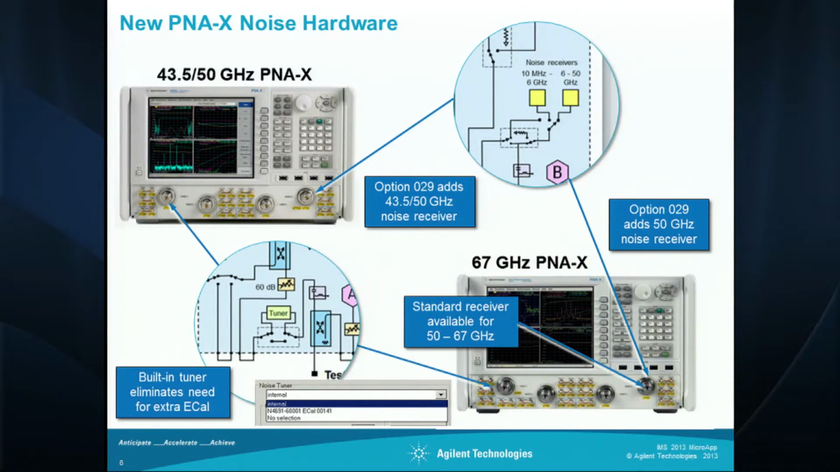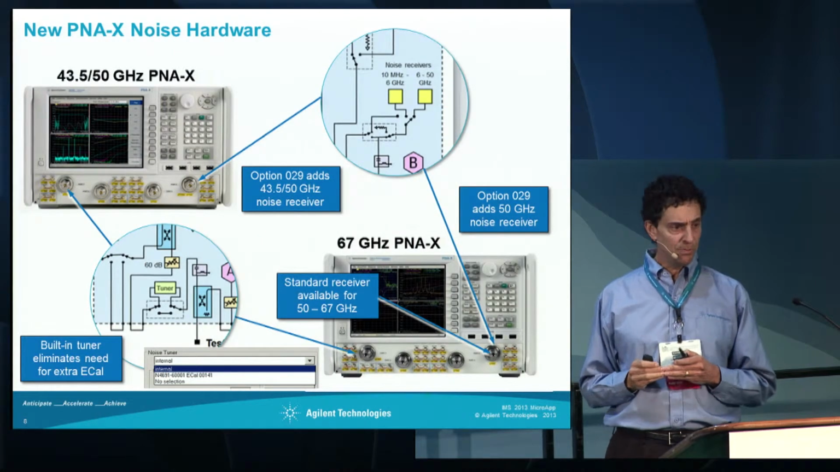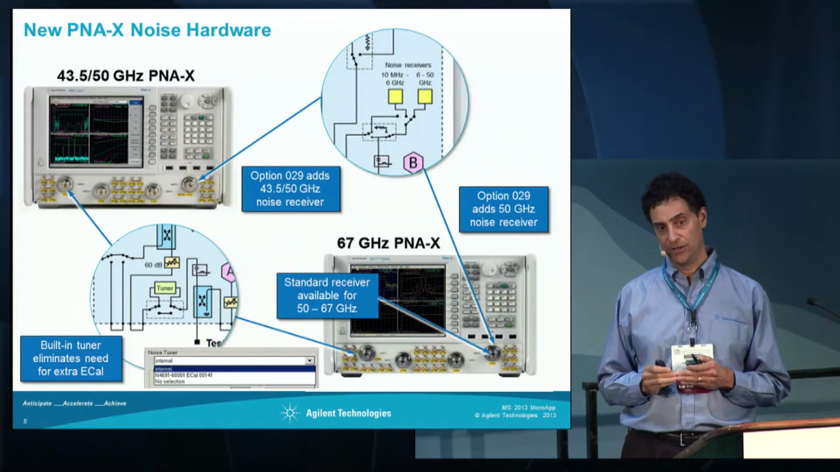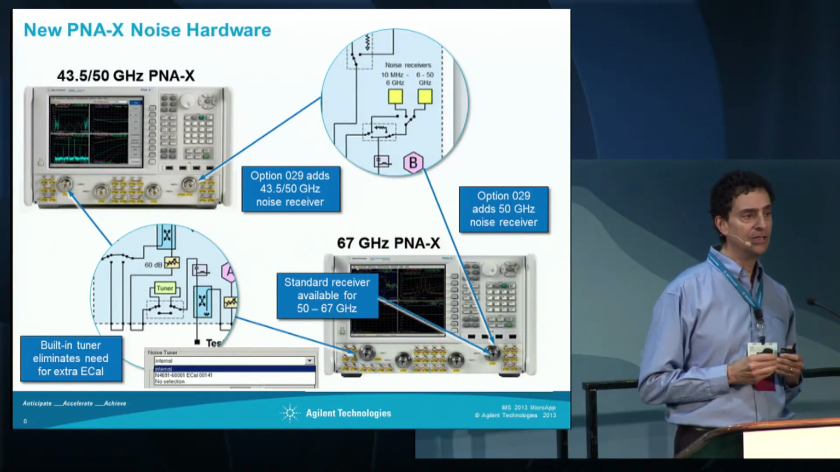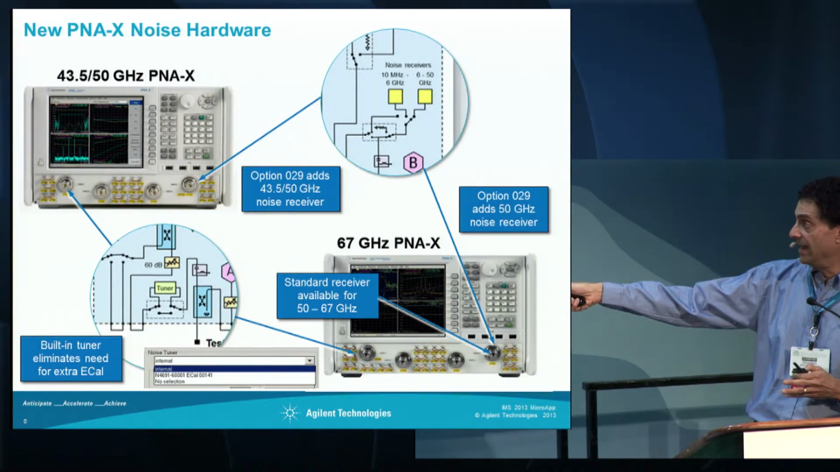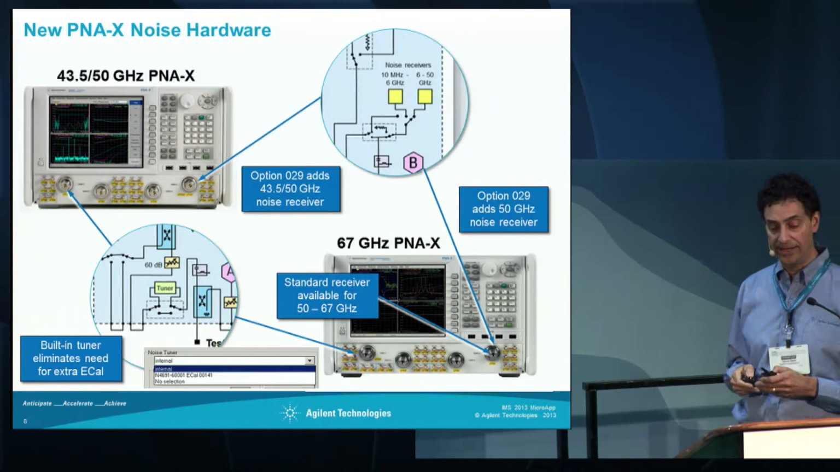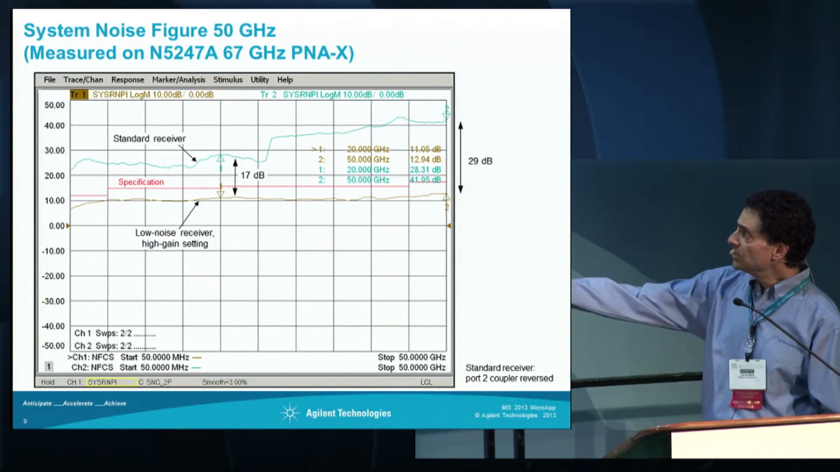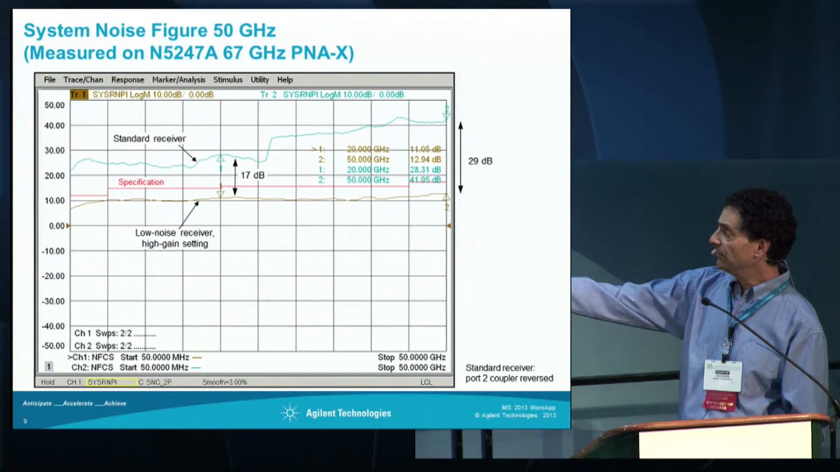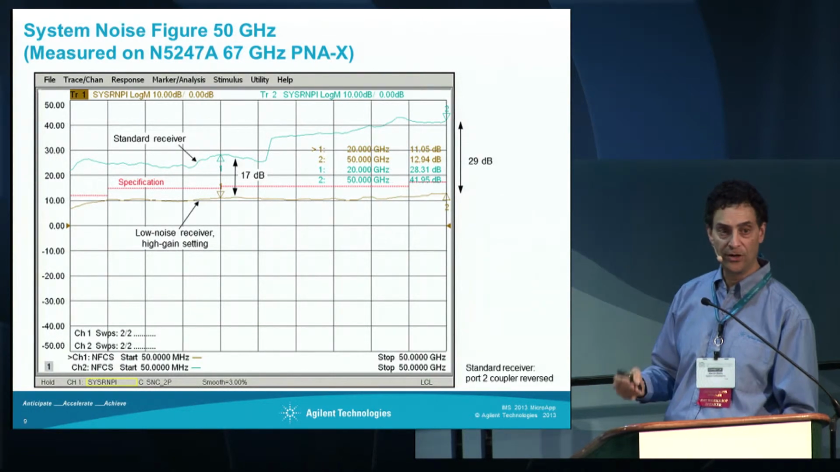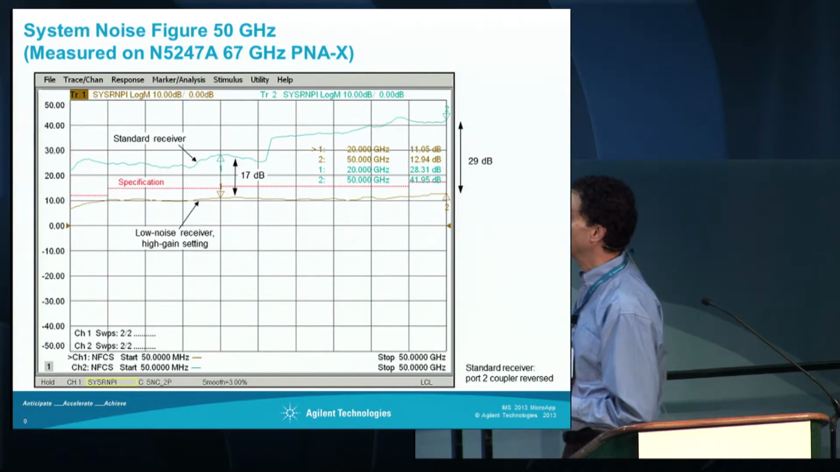And the noise figure of the standard receivers is actually pretty bad. It's 40, 45 dB noise figure in that range. And that means that in many cases you have to add an extra preamp to cover this band here. And I'll talk more about that in the last couple minutes of the paper. You can see with the low noise receiver, this is up to 50 gigahertz, we get about a 10 to maybe 12 dB noise figure at the test port.